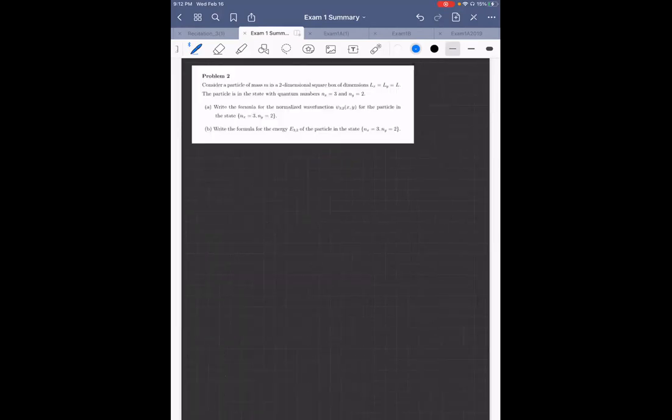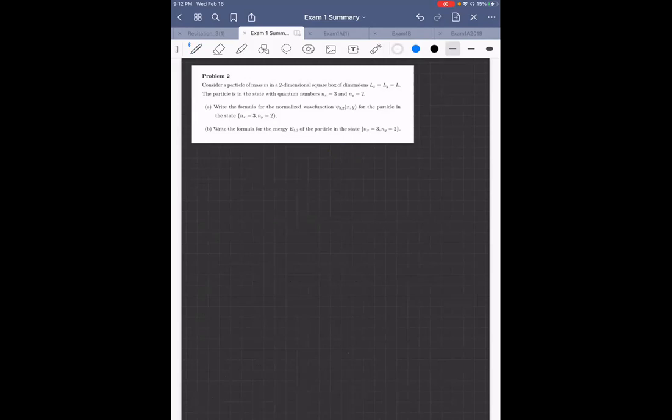Okay. So consider a particle of mass m in a box. I'm just going to do the first part because I think you know how to calculate part B. It's pretty much just plug and chug. Part A is asking you to write the formula for the normalized wave function for the particle in the state nx equals 3 and ny equals 2.